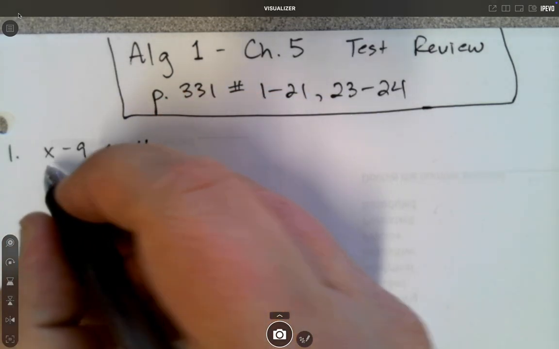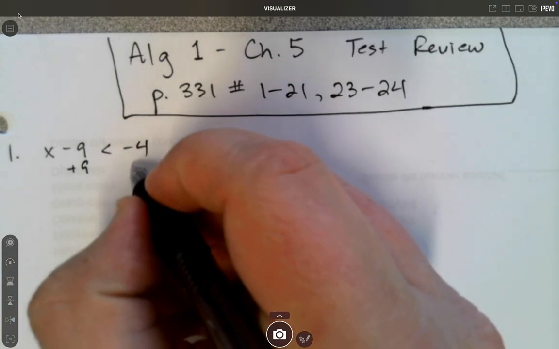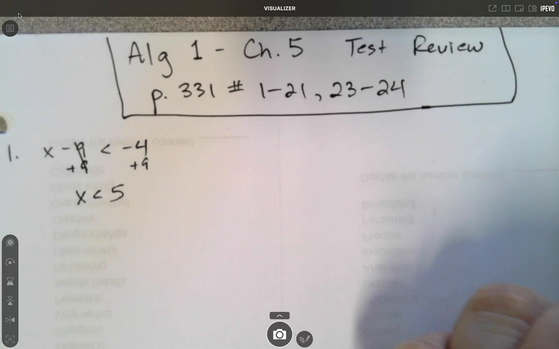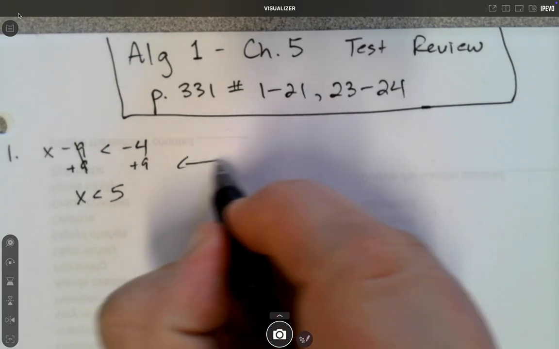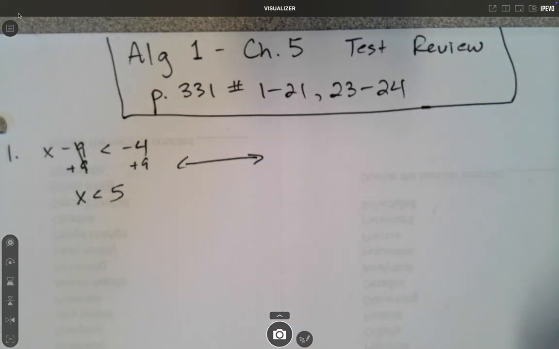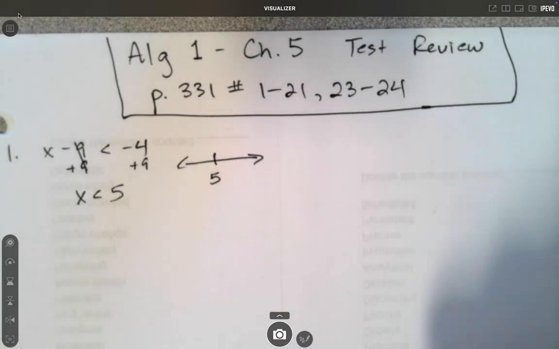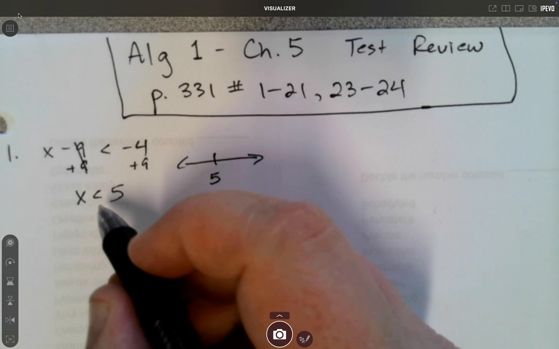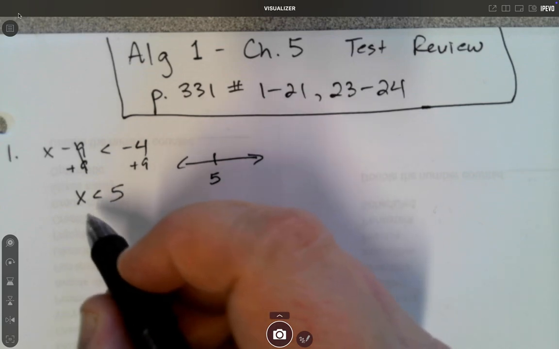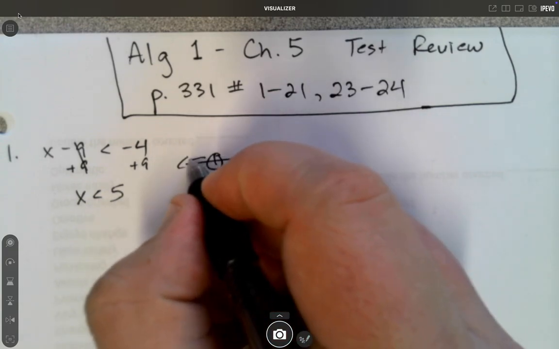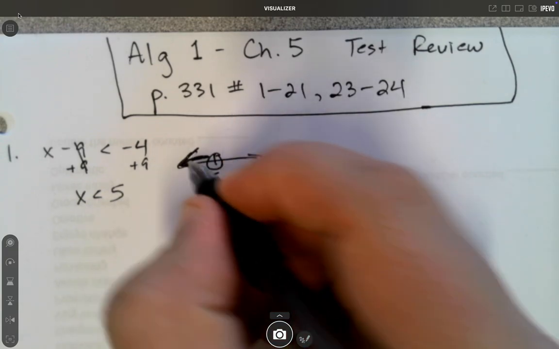Okay, so to get x by itself, we simply need to add 9 to both sides. We get x is less than 5. So to graph this on a number line, I'm just going to do something very simple since we're doing our own. You can just mark the number we need to put the point at, or the dot. Since there's no "or equals to" here, we put an open dot, and it's less than, so we shift to the left.